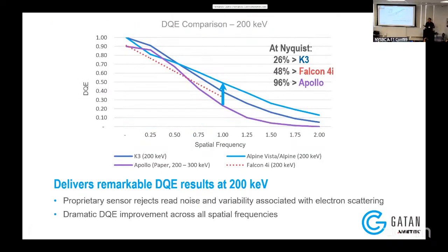Now, something else that a lot of people in the cryo world are always interested in is the DQE, or the detected quantum efficiency, or how sensitive the camera is.